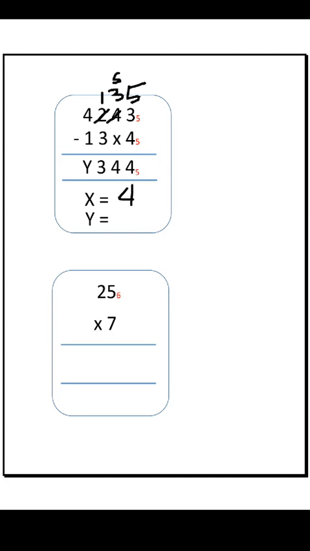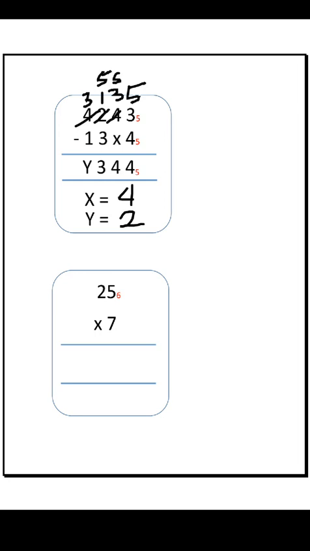So we continue. 1 minus 3 is not possible. What do we do? We borrow from here. This one becomes 3. The one that we borrow becomes the base, 5. So 5 plus 1 is 6. 6 minus 3 is 3. Then 3 minus 1 is what? 2. So our x is 4, and our y is 2.